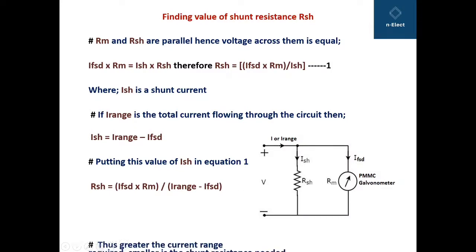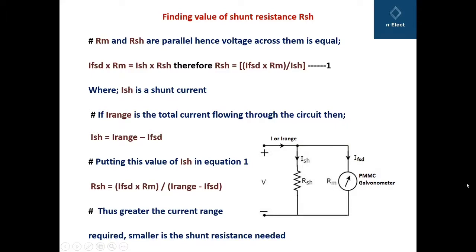Now before moving on to the multi-range DC ammeter, one thing is very clear from this diagram, that greater the current range required, smaller will be the shunt resistance needed. So smaller this resistance, more current will flow through this RSH, or more current will be bypassed through this RSH, and the meter range can be extended.